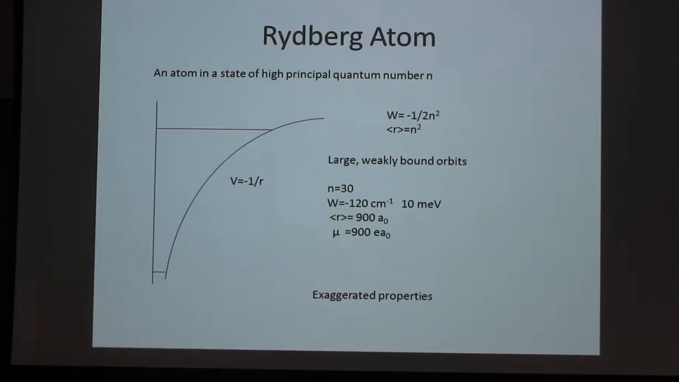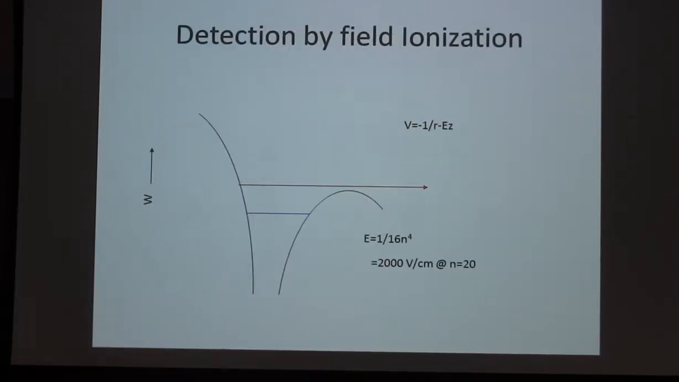And so probably the best example of that is how we often detect them. We don't detect them by looking for fluorescence. We often apply an electric field to them and just push down the Coulomb potential on one side. In fact, that's the potential. And if you actually compute the field that it takes, assuming there's no Stark shift, the field is given by 1/16n^4 in atomic units. So for n equals 20 in laboratory units, it's 2 kilovolts per centimeter. So this is a field that's actually easy to produce.